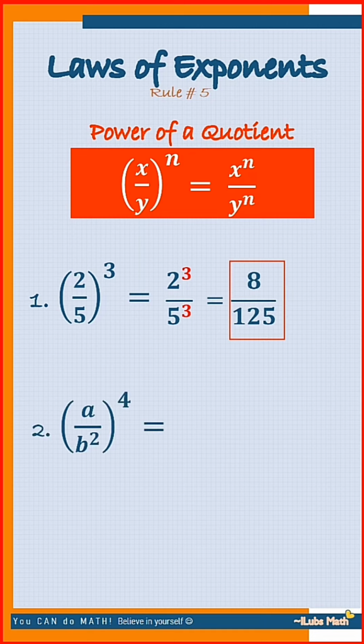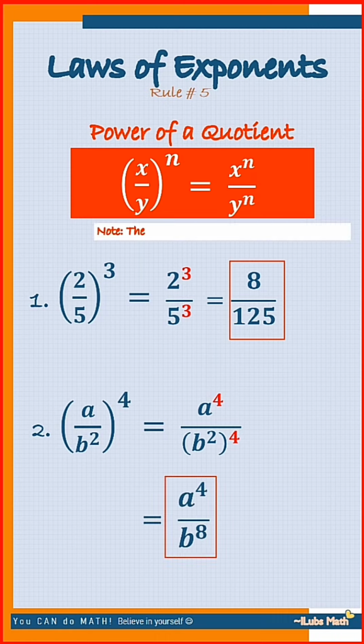Now how about if we have a over b squared raised to the power of 4? This will just be a to the power of 4 over b squared to the power of 4, or equal to a to the power of 4 over b to the power of 8. But we know that the rule applies when the denominator is not equal to 0.